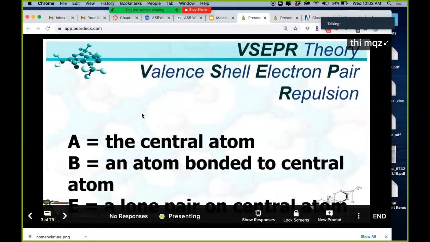So the generic concept of this is, and again, I'll go over this more, sometimes they call this ABX. It doesn't matter. Where A is your central atom, whoever it is, B is however many things are bonded to the central atom, and E is a lone pair of electrons. And this will make more sense when we start practicing. So let's hit the ground running.